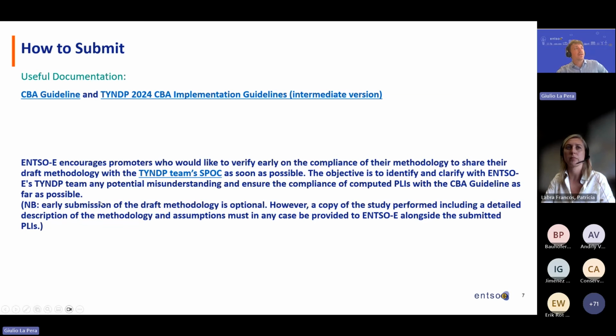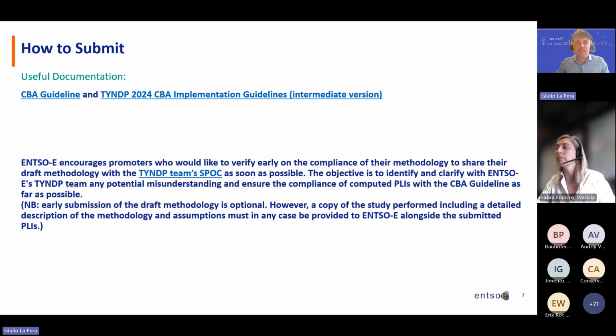There's a reminder here that we encourage promoters who want to verify that the methodologies they are applying are in compliance with what is written in these guidelines. You can do so by sending an email to us. The objective of this is to identify and clarify any potential misunderstanding and to ensure the compliance of the computed PLIs with the CBA guideline.